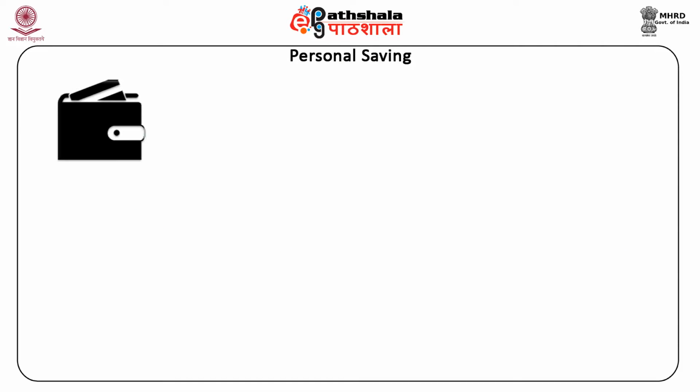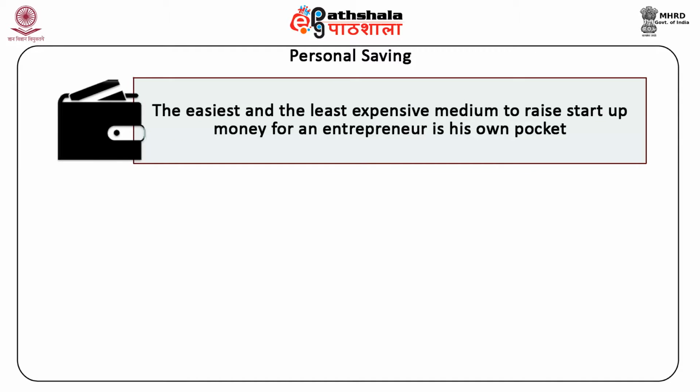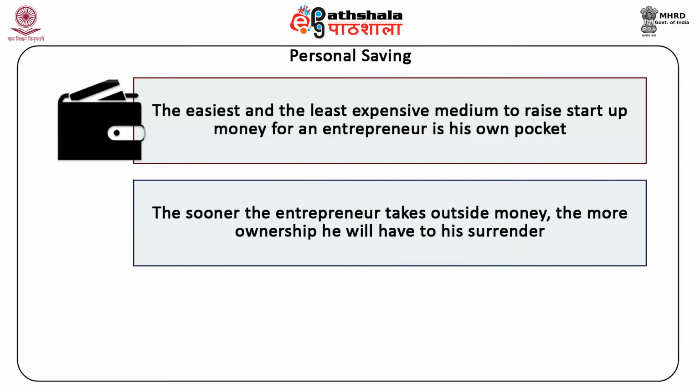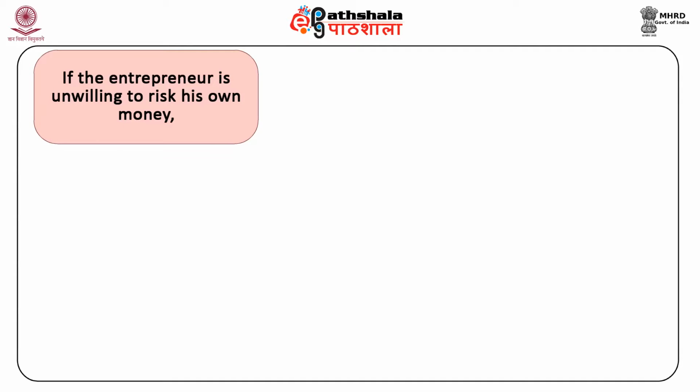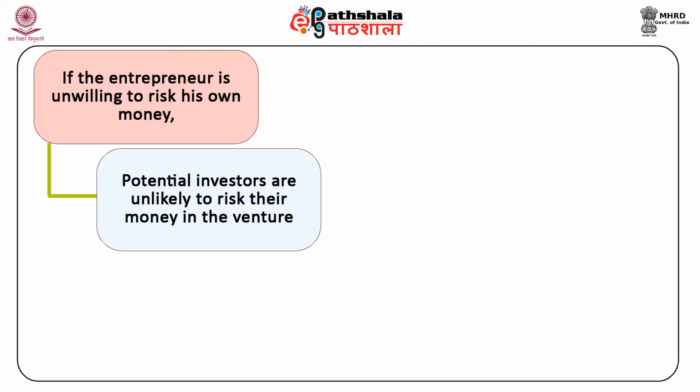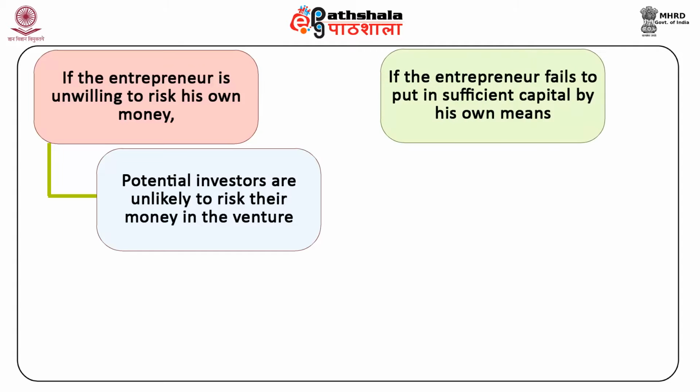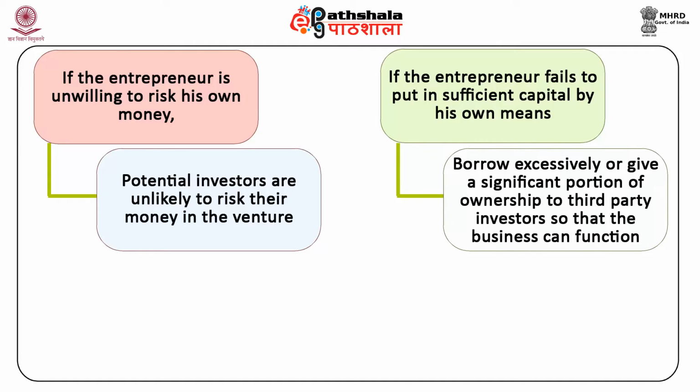First is personal saving. The easiest and the least expensive medium to raise startup money for an entrepreneur is his own pocket. The sooner the entrepreneur takes outside money, the more ownership he will have to surrender. Moreover, investors and lenders expect the entrepreneur to put his own money in the business venture. If the entrepreneur is unwilling to risk his own money, then the potential investors are unlikely to risk their money in the venture. Furthermore, if the entrepreneur fails to put in sufficient capital by his own means, he will have to borrow excessively or give a significant portion of ownership to third-party investors so that the business can function.